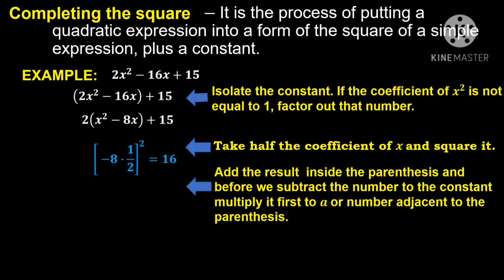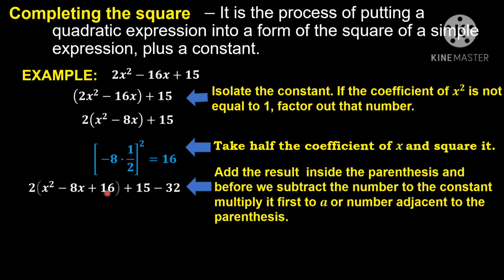Next, we add the result inside the parentheses, and before we subtract the number from the constant, we multiply it first by a, the number adjacent to the parentheses. We have the result 16. Originally we have x squared minus 8x, so we add the 16 and come up with x squared minus 8x plus 16, then plus 15. Then before we subtract 16, we multiply it first by 2. 16 times 2 is 32. So that's the result, minus 32.